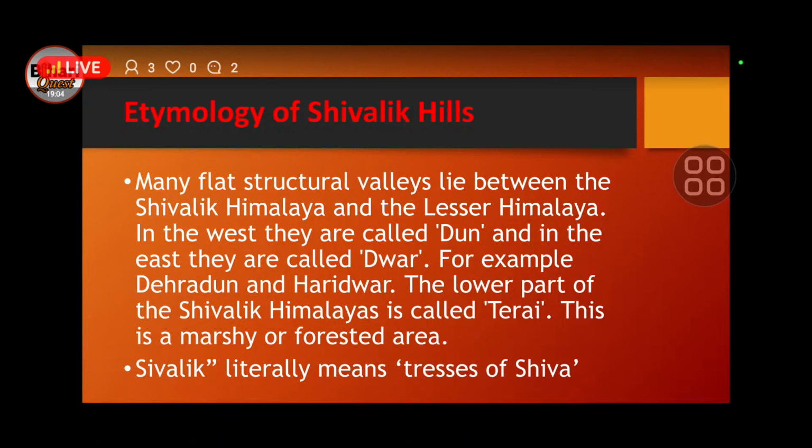Some historians say that earlier these dunes were a single part. There are small types of valley which are known as dune. Earlier historians say these dunes were a single part. From this single part, Shivalik originated, and these dunes were part of Himalaya.